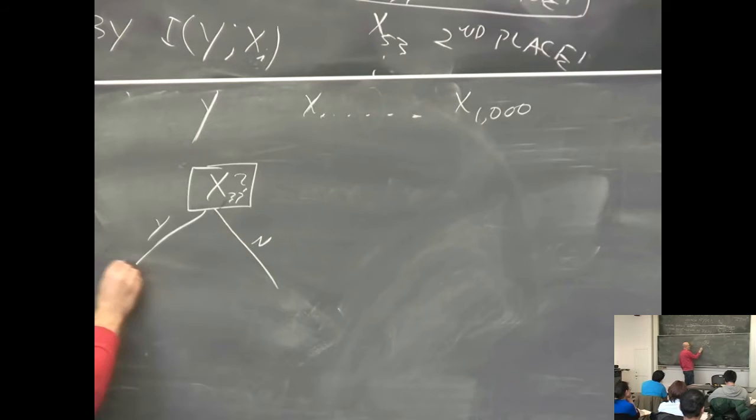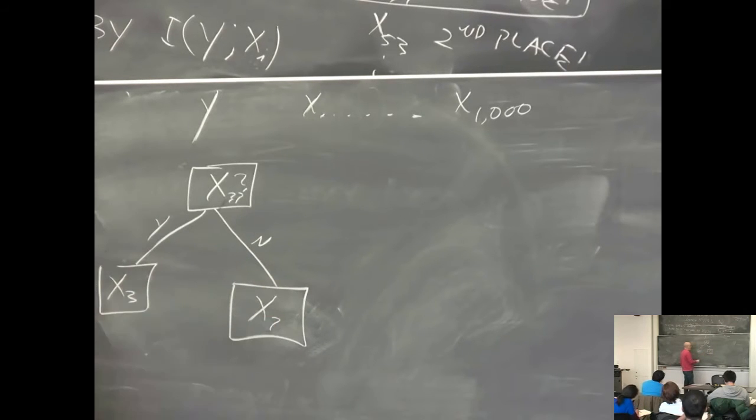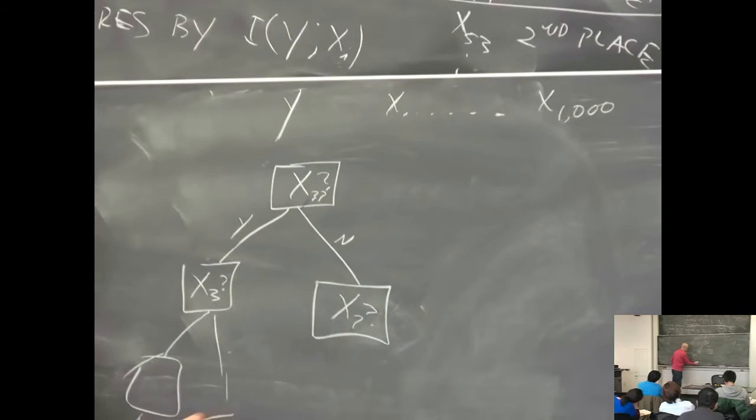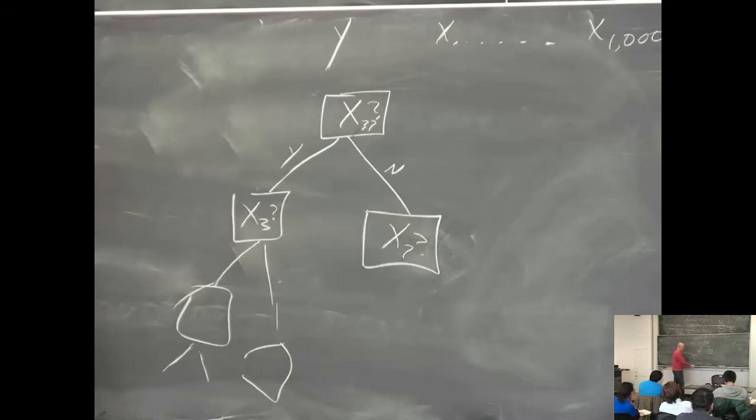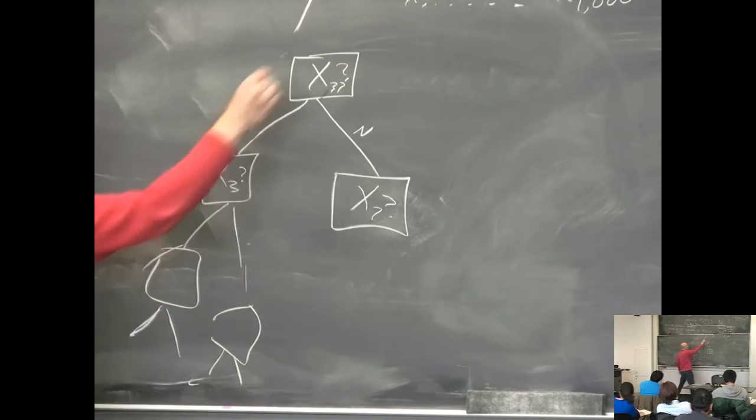And then based on that answer, you ask another question, maybe on x3, and here you could ask on x7. It doesn't have to be the same one. And again, you ask some particular question about them. And you keep asking questions, and at some point, not necessarily all at the same depth, you provide an answer. And the answer would be the value of y.